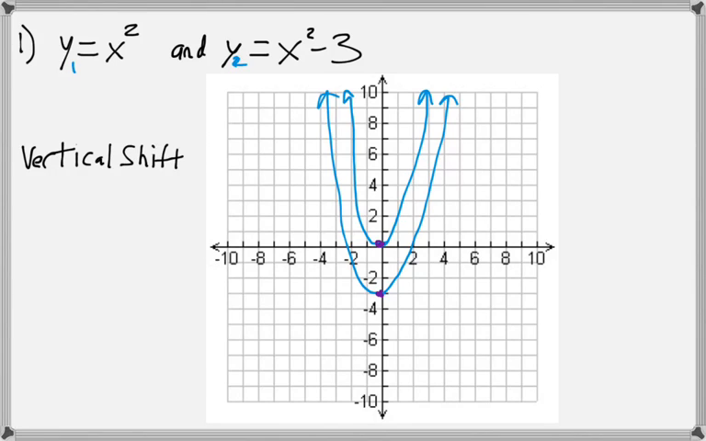So the answer to this would be a vertical shift down 3, or you could say down 3 units. If you just want to say down 3, that's fine. This is technically a vertical shift.